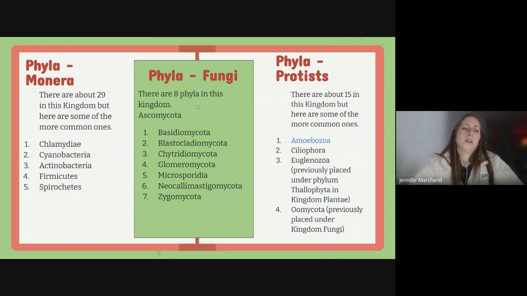So when we're talking about Monera, there's about 29 different phyla in this kingdom. Here are some common ones over here. Again, we're going to be focusing on bacteria. So we have the cyanobacteria, which deal with some light exchange, okay? And then we also have the anticyanobacteria, okay, and just all sorts of different kinds of bacteria there.